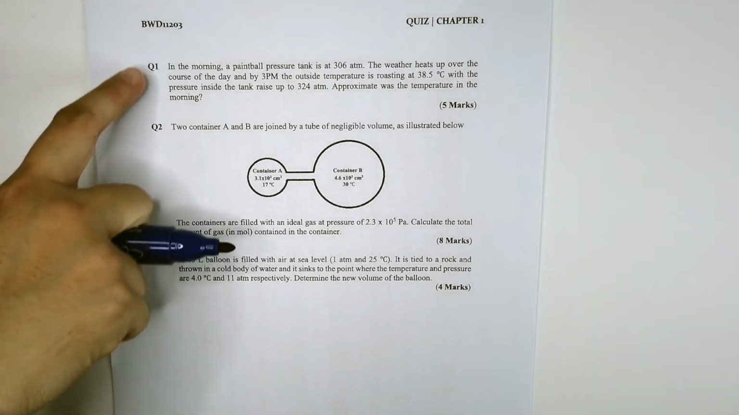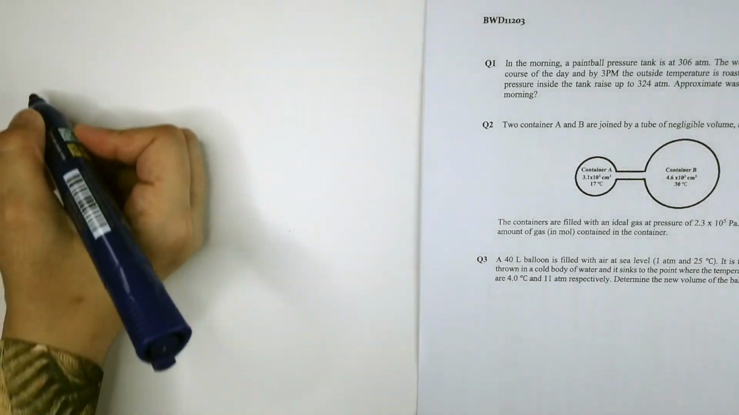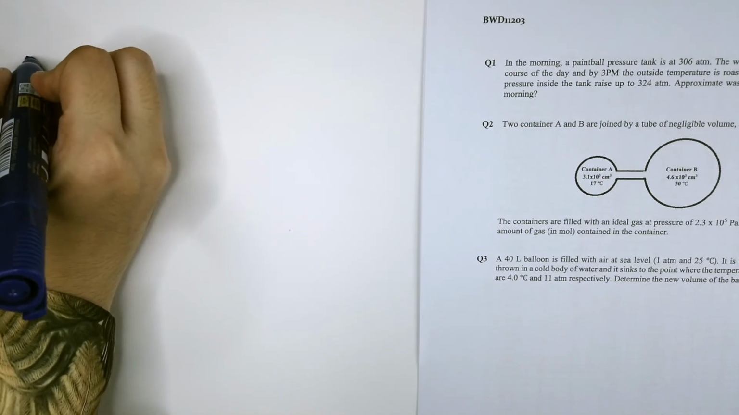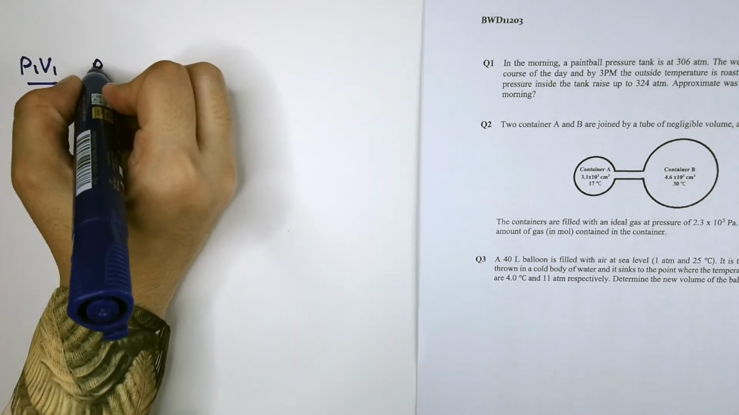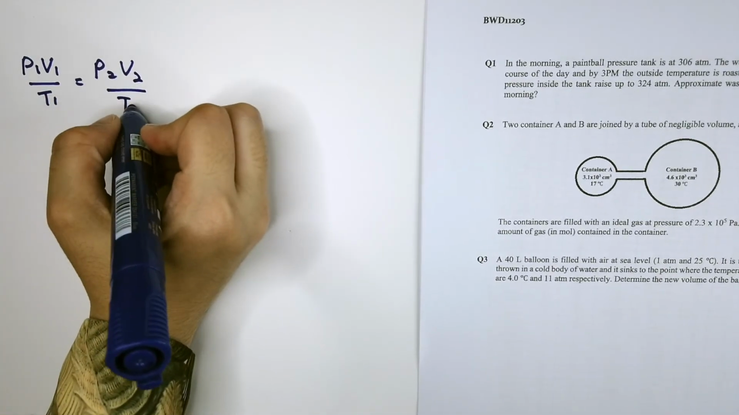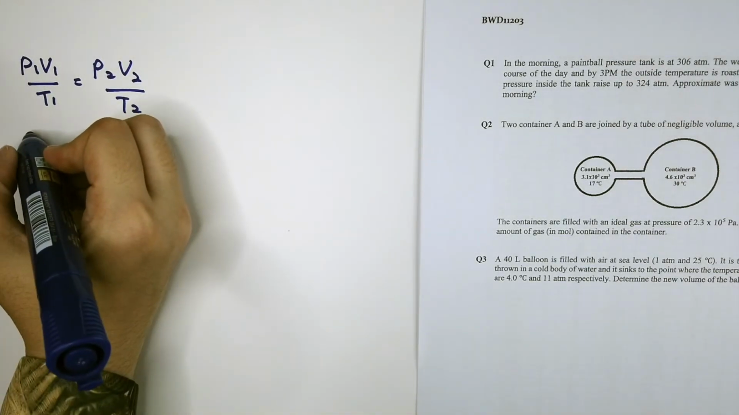Actually question number 1 and question number 3 use the same formula, which is the combined gas law. So all you need to do is plug in the formula P1 V1 over T1 equivalent to P2 V2 over T2. Given to you the volume is already in liter and the pressure is in atm, only that the temperature is given in degrees Celsius. So just plug in the value.